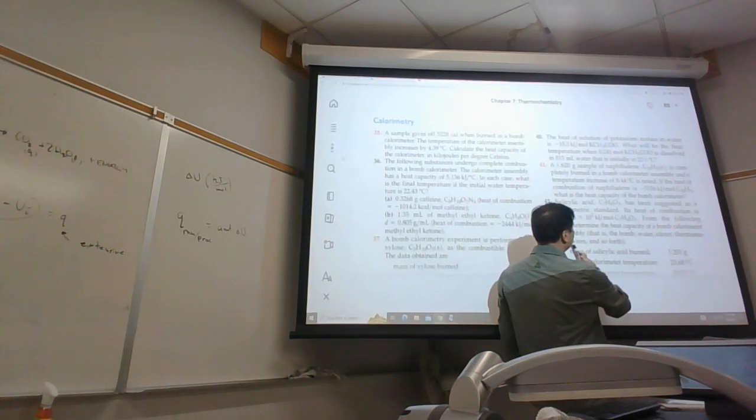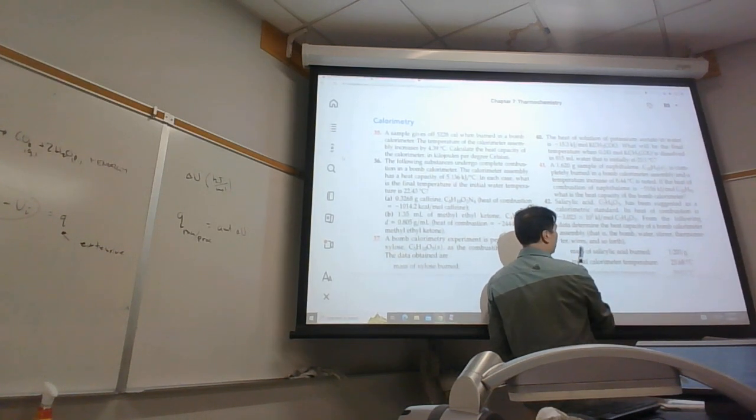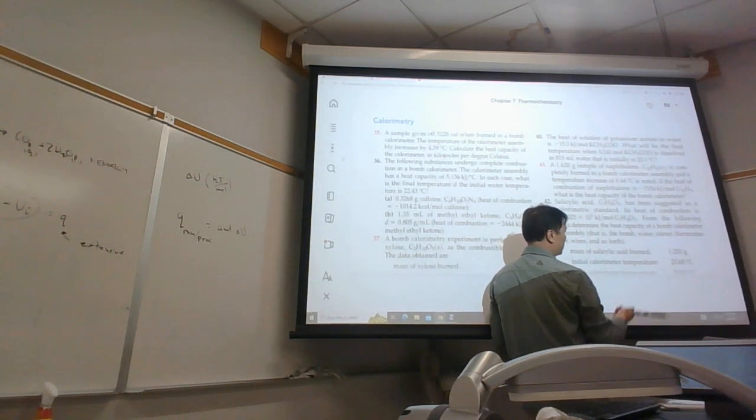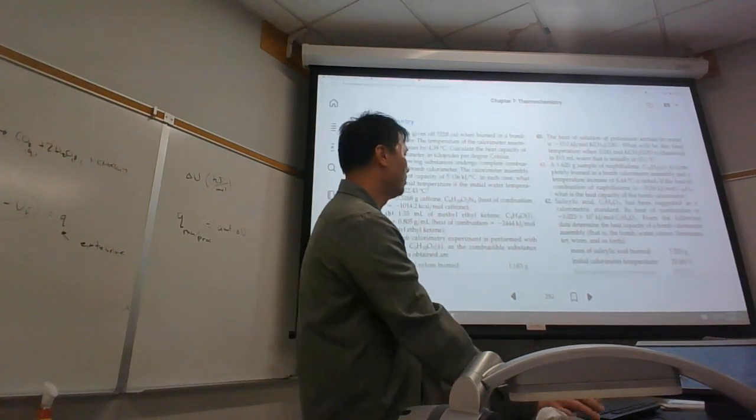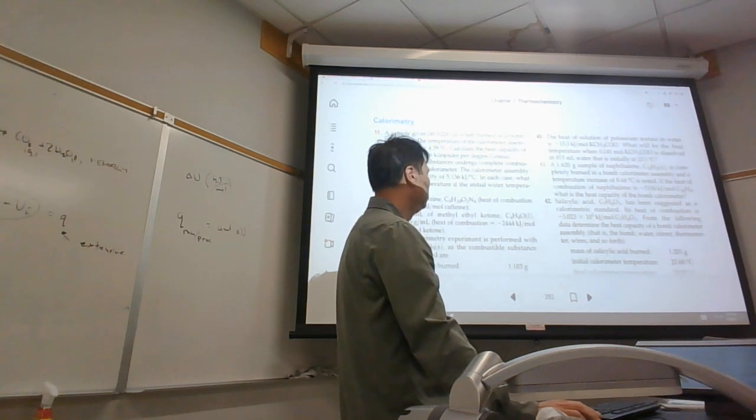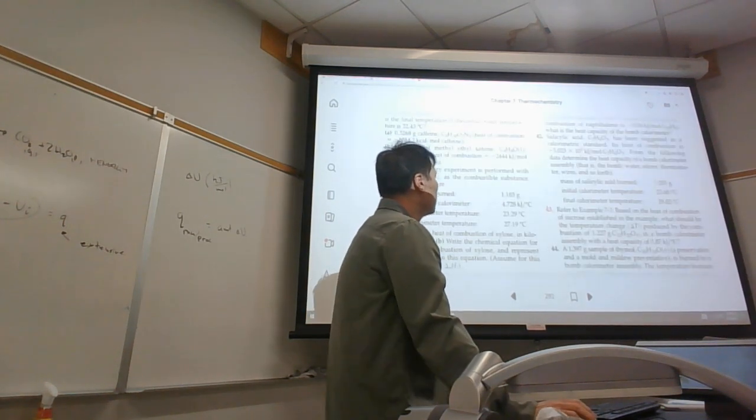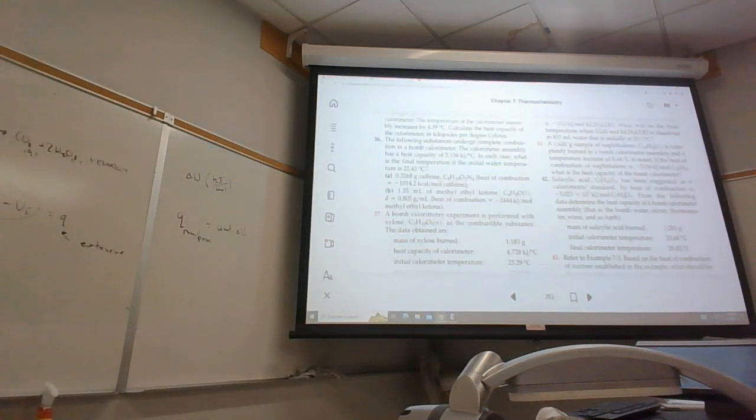From the following data, determine the heat capacity of a bomb calorimetry assembly. That is the bomb, water, stirrer, thermometer, wires, and so forth, everything else. And so the first thing we've got to do is calibrate the bomb. Let's take a look at this particular problem here. I'll just set it up over here on the side of the board.